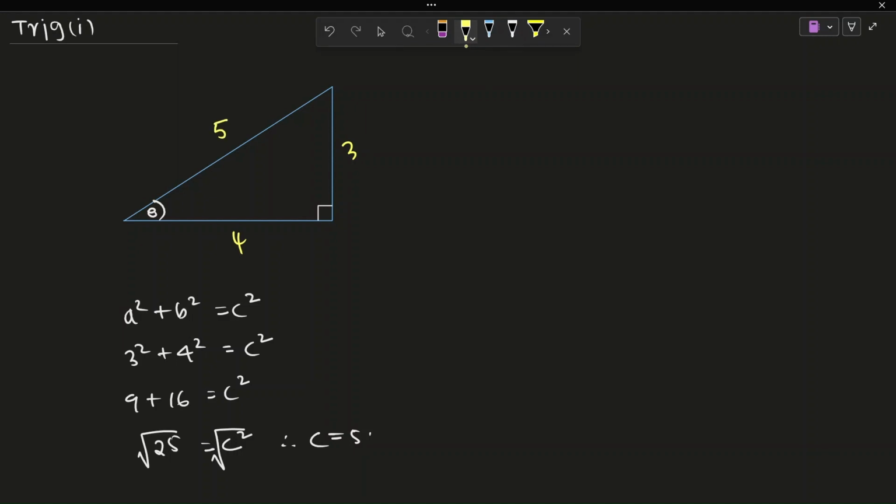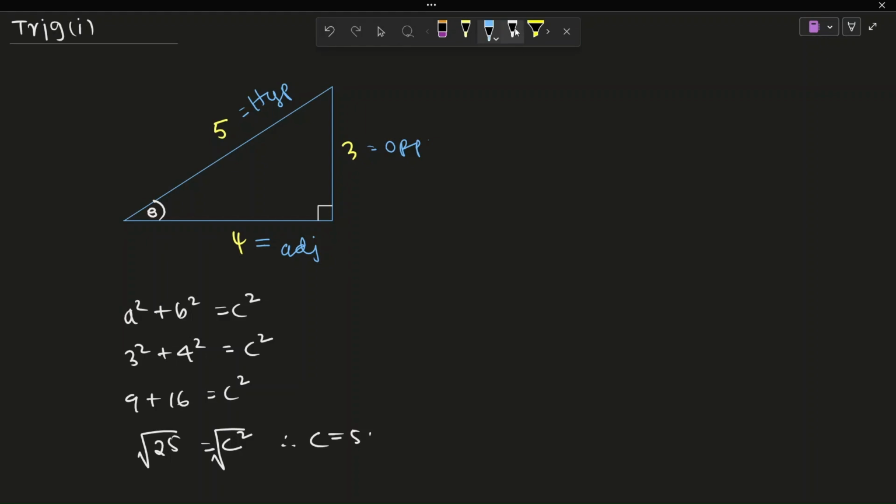Now before we move on to sine, cos, tan, let's name our triangle sides. So 3 is the side opposite to our angle, so this is going to be our opposite side. 4 is adjacent to the angle theta, so that's going to be our adjacent side. And 5, as we know, is our hypotenuse because it's opposite to our right angle.